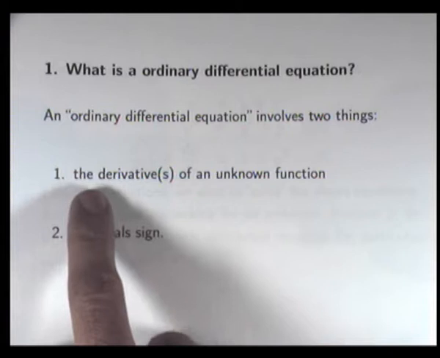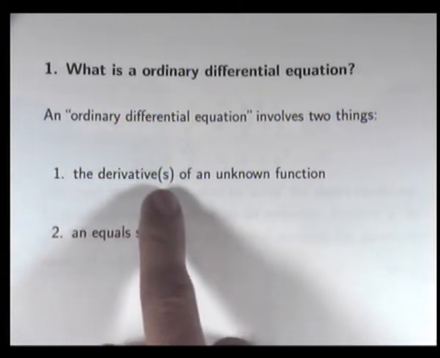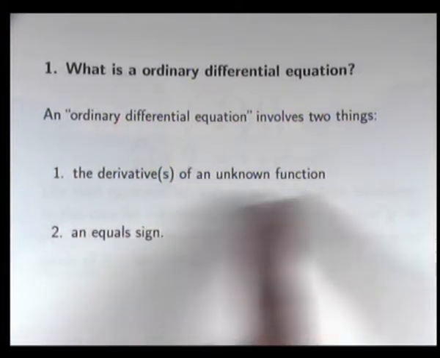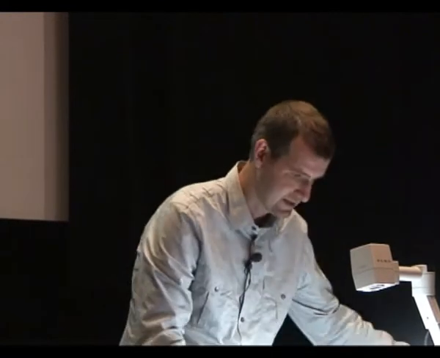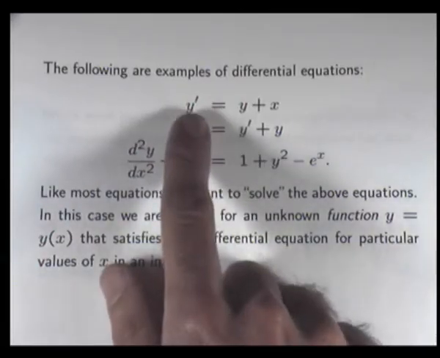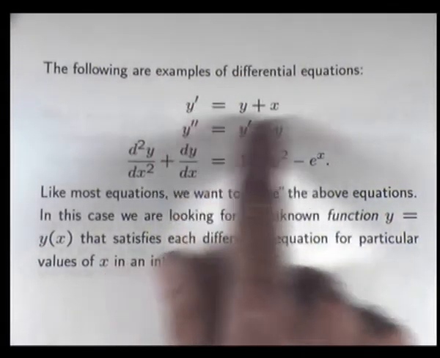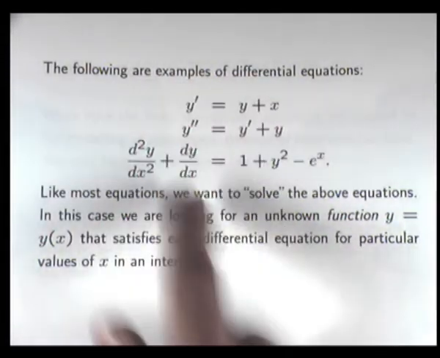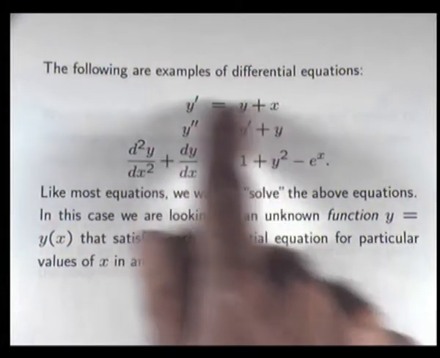Well, basically it involves two things. We have the derivative or derivatives of an unknown function and an equal sign. That's the basic setup of an ordinary differential equation. So let me give you some examples. Okay, so here the y dash would mean dy dx. So here's an ordinary differential equation. Here's another ordinary differential equation.